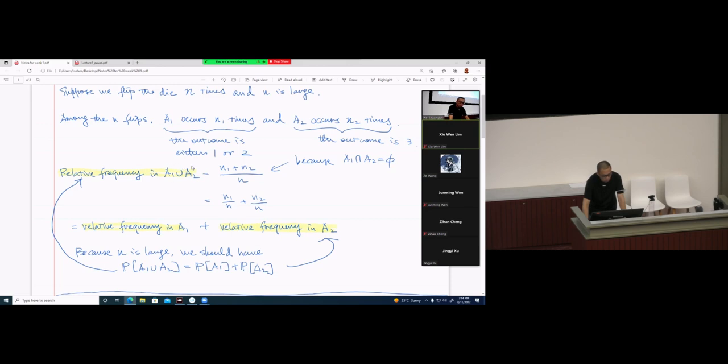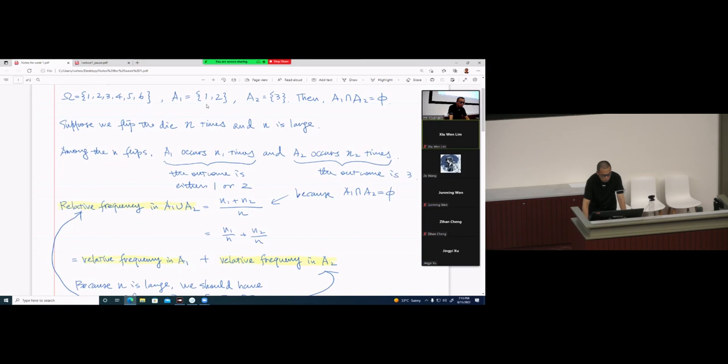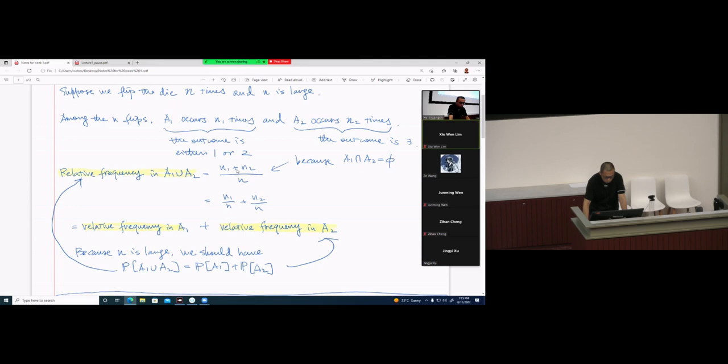So, A1 union A2 means that your outcome is either 1, 2, or 3, right? The outcome is either 1 or 2 for n1 times. The outcome is 3 for n2 times. So the relative frequency for 1, 2, or 3 should be n1 plus n2 over n, right? So why can we do this very simple addition? Because A1 and A2 are disjoint. If they have common elements, common outcomes, then we cannot simply do this, right? So this relative frequency is just n1 plus n2 over n, and this, of course, is equal to n1 over n plus n2 over n.